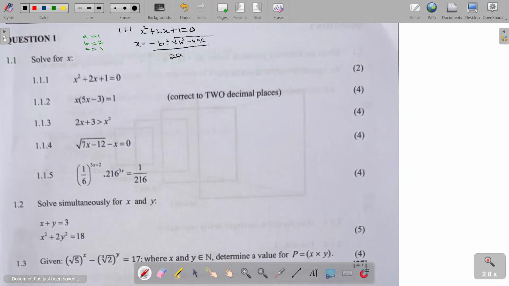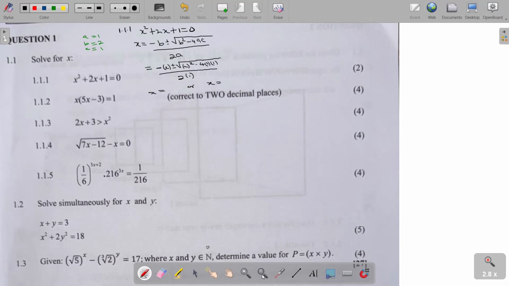So substitute those values in the formula. So we are going to be having minus our b, which is 2, plus or minus the square root of b squared, which is 2 squared, minus 4a, which is 1, c, which is 1, all over 2a, which is 1.